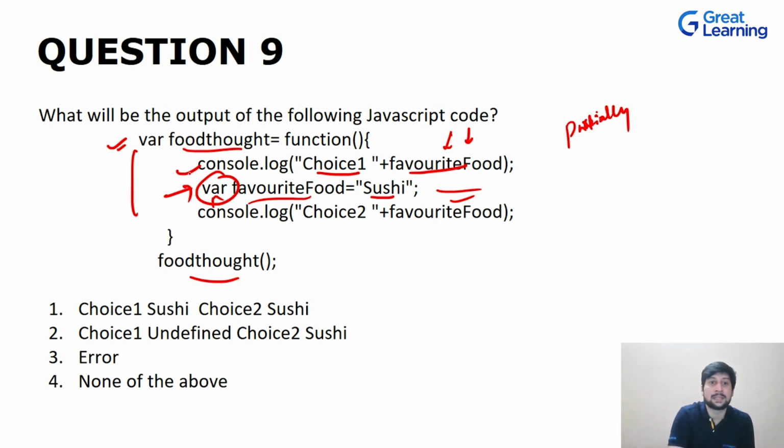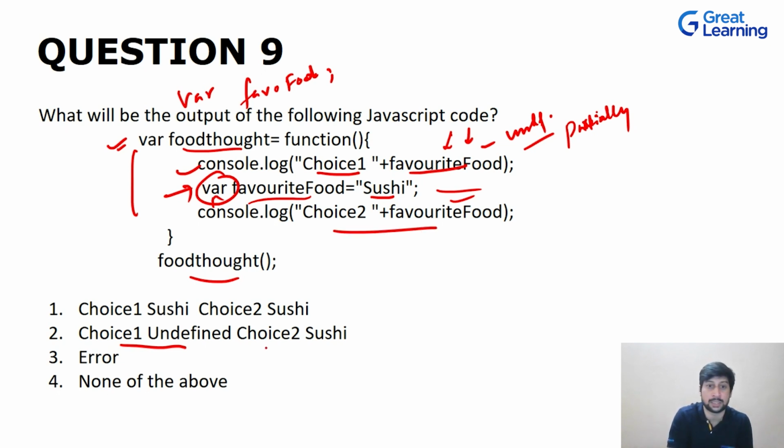Okay, so that means this will go up before this function, and it will be something like this, var, and then you have your favorite food, right, with the exact same spelling? And it will be defined over here, but it will not be declared. So once you are trying to access this over here, let's suppose you have your choice 1 and then favorite food, which is undefined over here, right? Because of the hoisting, this will be undefined. That means this option is correct. And then you have the favorite food, which is sushi. That is choice 2 sushi. So out of these, this will not be the answer.